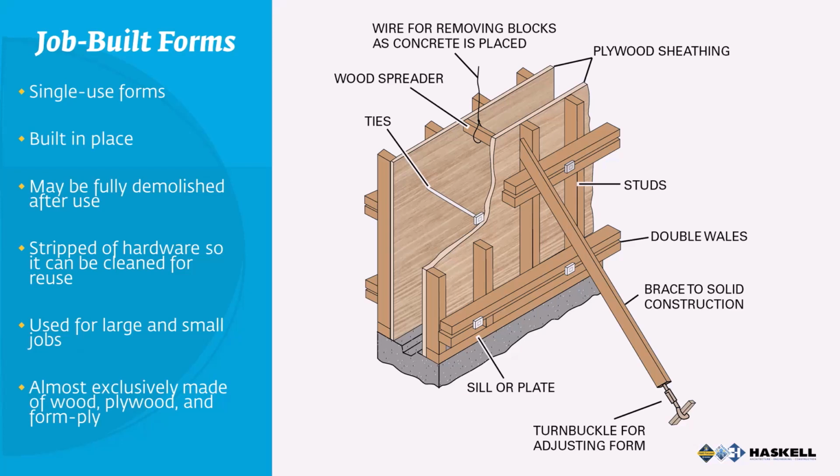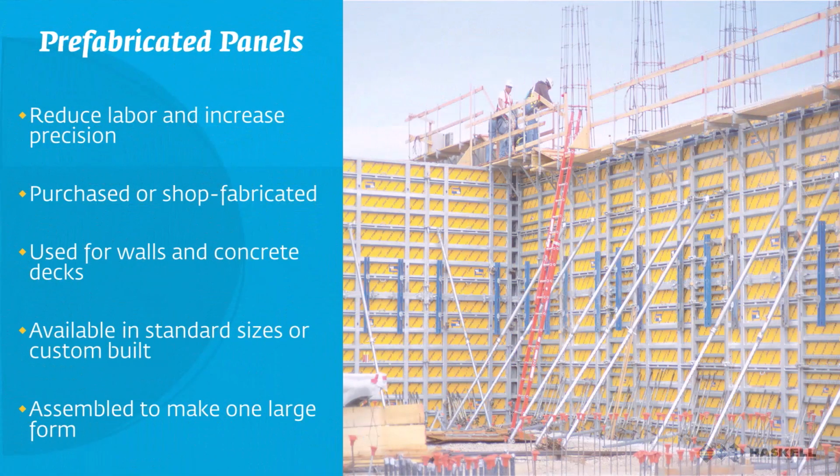Built-in-place forms are used for both large and small jobs. Job-built forms are made of wood because it can be quickly and easily cut to shape in the field. Job-built forms for slab or foundation footings are braced by stakes at the corners. Use of prefabricated panel forms can reduce costs, increase precision, and save field labor.